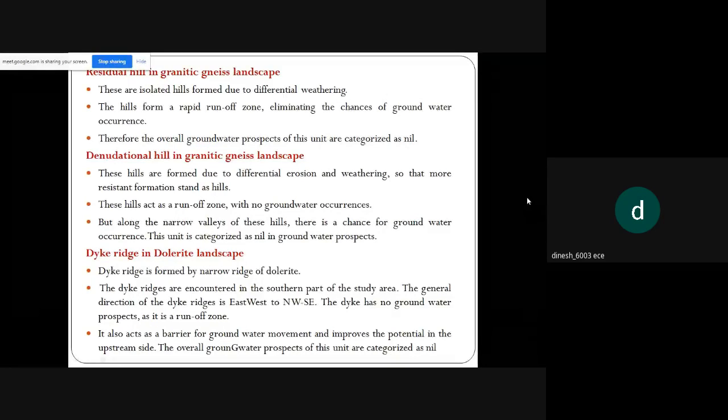Dyke ridge in dolomitic landscape. Dyke ridge is formed by narrow ridges of dolerites. The dyke ridges are encountered in the southern part of the study area. The general direction of the dyke ridge is east-west to northwest-southeast. This dyke has no groundwater prospects as it is a runoff zone. It also acts as a barrier for groundwater movement and improves the potential in the upstream. The overall groundwater prospects of this unit are also categorized as nil.